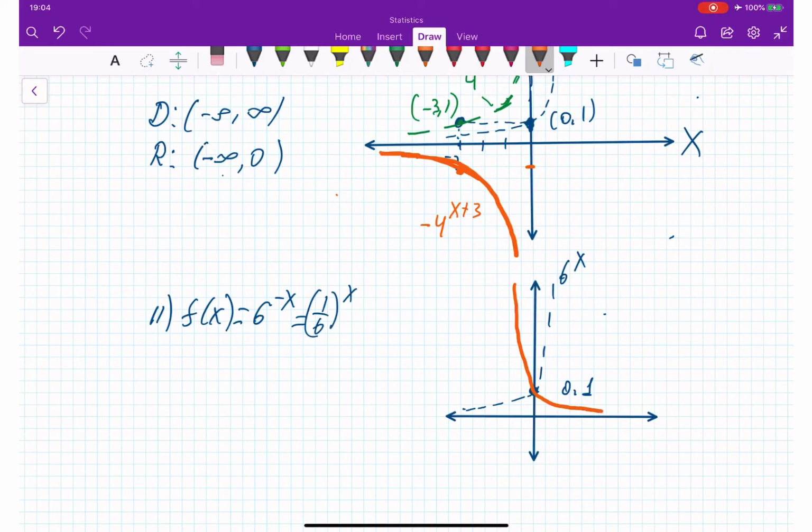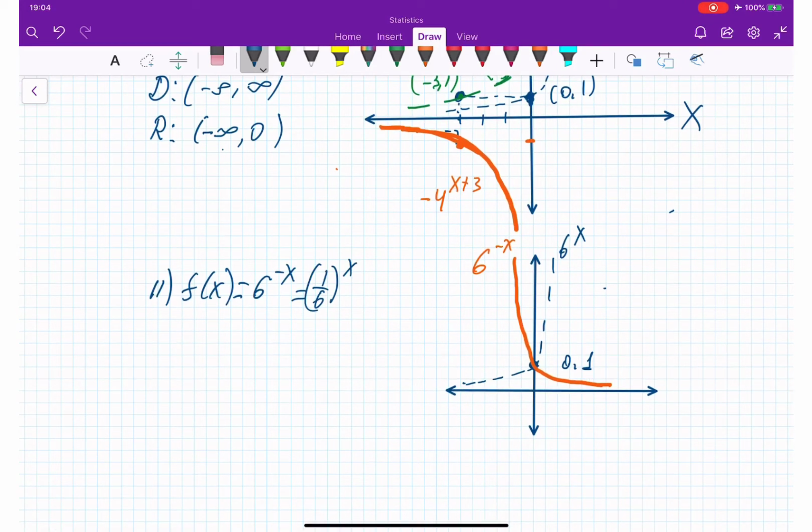Symmetric. So 6 to power negative x. Or the other way, it's just 1 over 6. And you know that 1 over 6 is going to go like this. You can get 3 points, but as a sketch, that's what you have. Okay, question number 12.